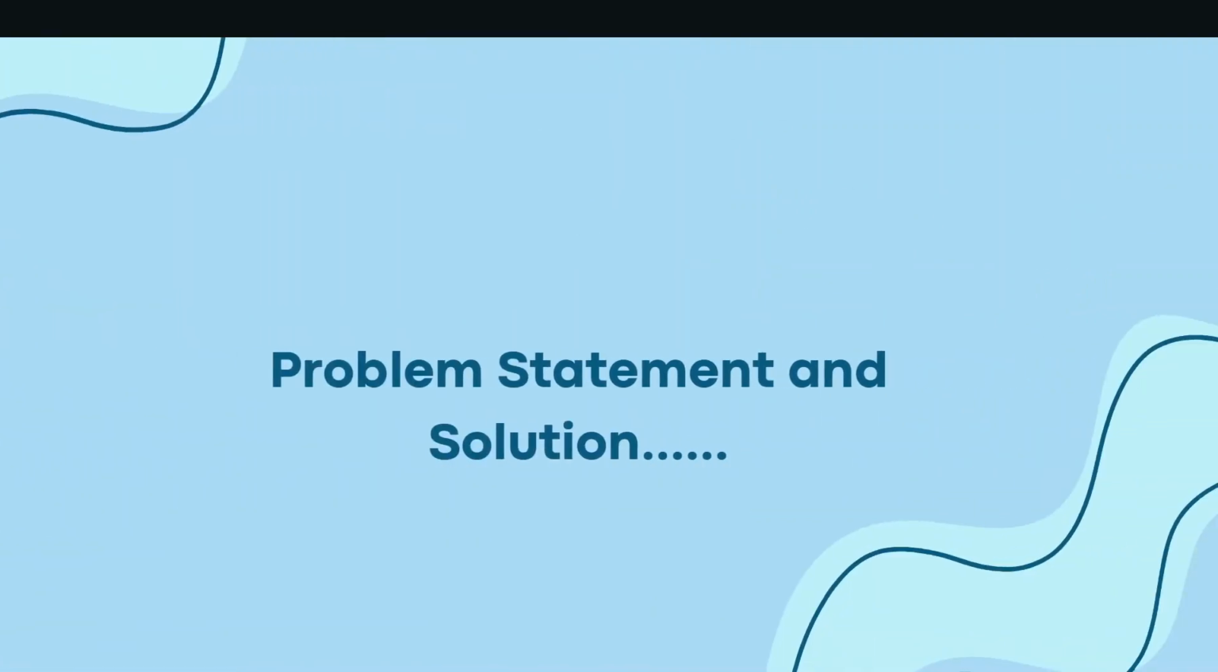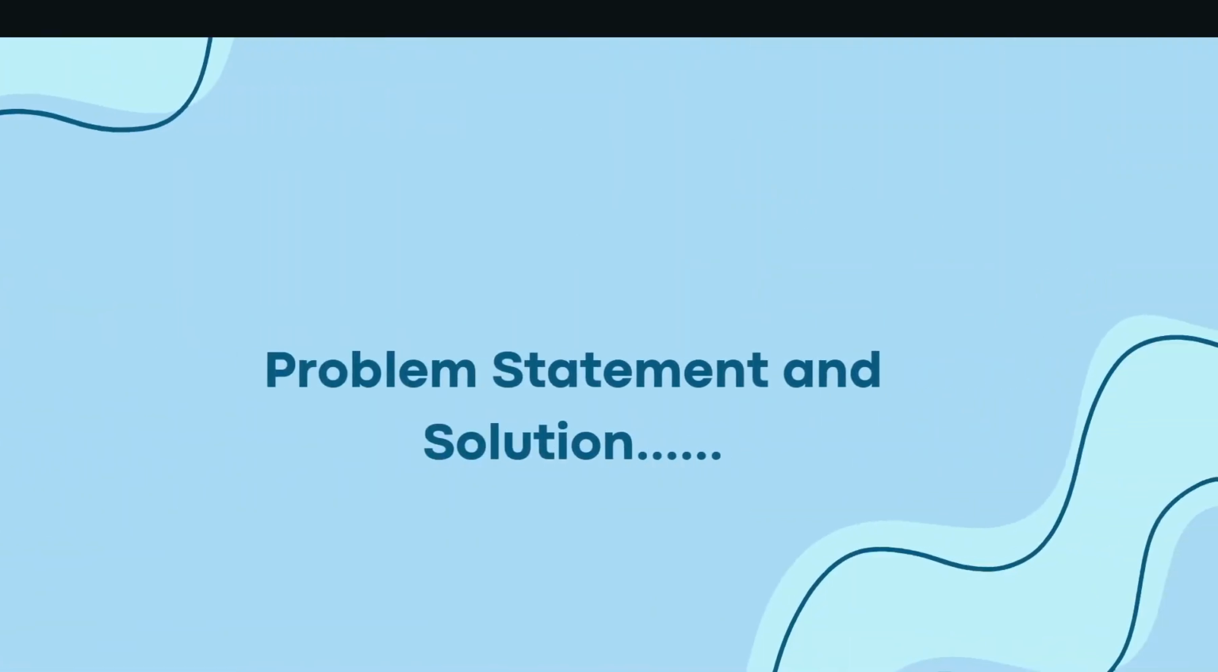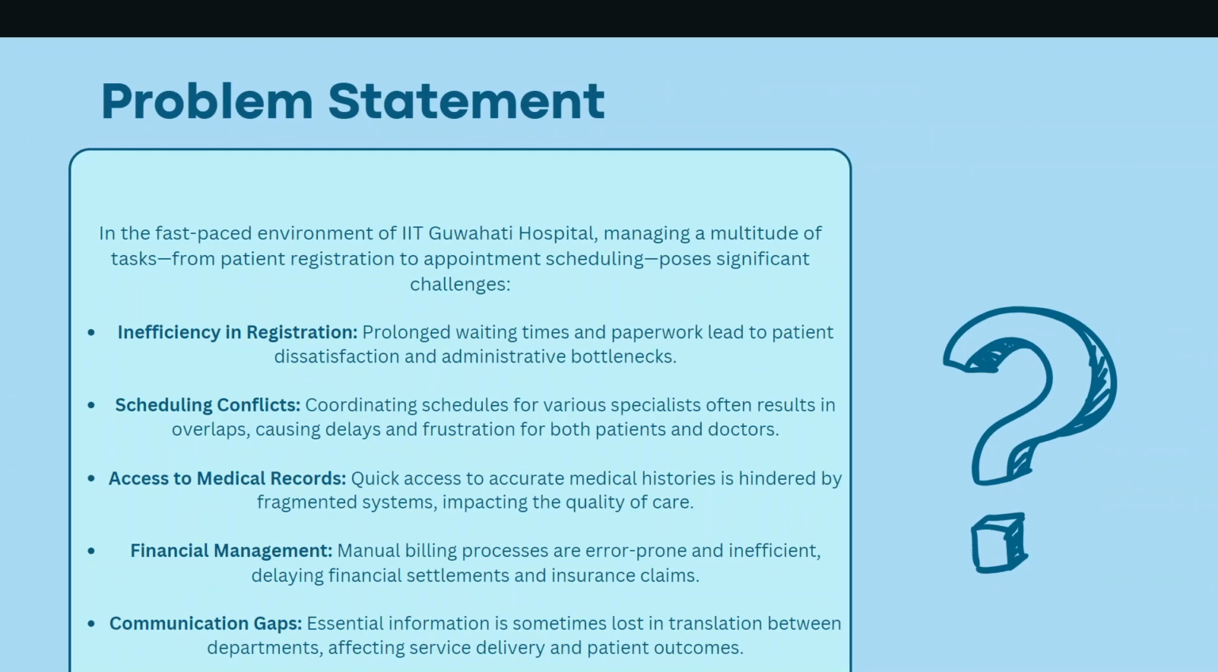So let's talk about the problem statement and solution. So what is the problem statement? So basically, what problems are we facing today? In the fast-paced environment of the IITG hospital, managing a multitude of tasks from patient registration to appointment scheduling poses significant challenges. So the first is the inefficiency in registration. Prolonged waiting times and paperwork lead to patient dissatisfaction and administrative bottlenecks.